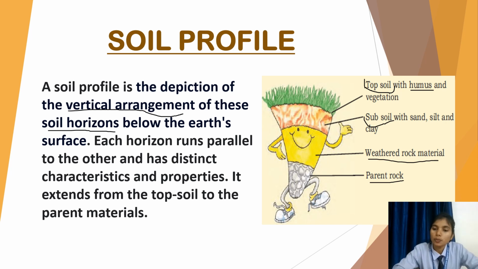Next is subsoil. Basically, subsoil provides support to the plant drainage system and it consists of all the minerals that are required for the plant to grow. Next is weathered rock material. Basically, weathered rock is the rock that is broken down from the parent rock or bedrock. Parent rock is the raw layer from which the soil has been made.